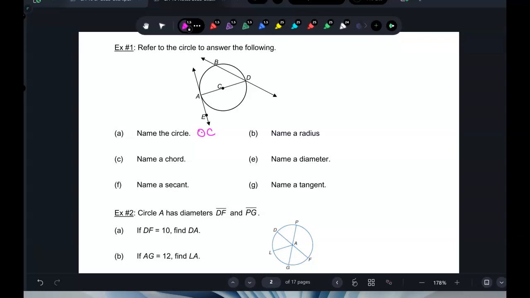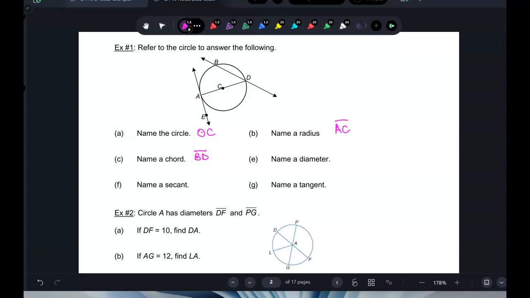CD is the same exact thing as AC. BD is also an option. What we want to make sure is that we put the little line above because it is a segment. We don't do the circle on that one. Only the circle gets the little symbol with the circle. Okay, raise your hand for chord, Sophia. BD.